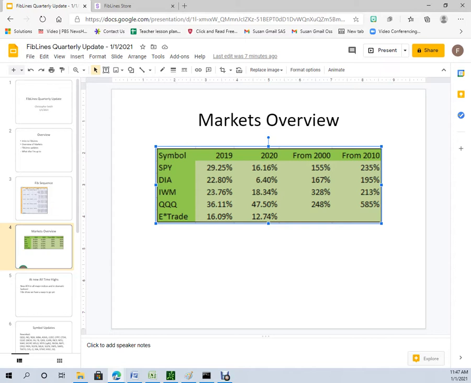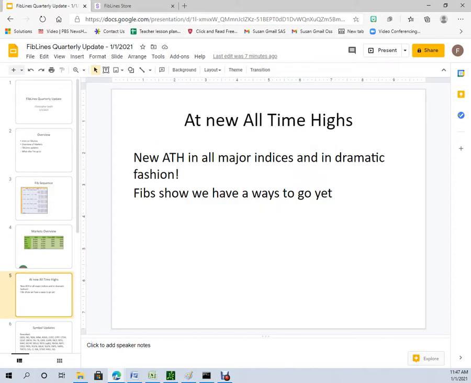The Qs didn't do as well as the IWM to 2010, but really crushed them since 2010, up 585%, about 50% per year if you analyze that. So very positive performance in the stock markets, and of course, new all-time closing highs.